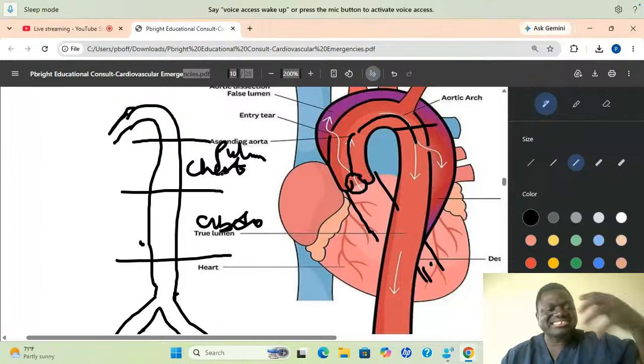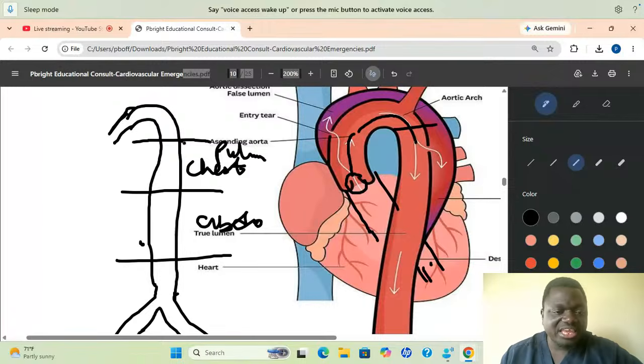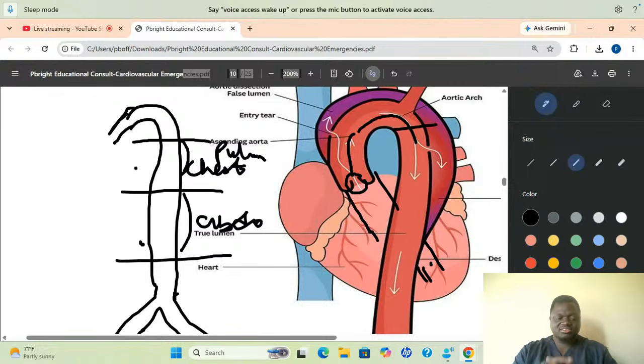Aortic dissection can occur here in the chest and can occur here in the abdomen. Before the aorta will tear, 98% of the time, the aorta must become big. Look at a blister. When you get burns, the skin will form blisters.